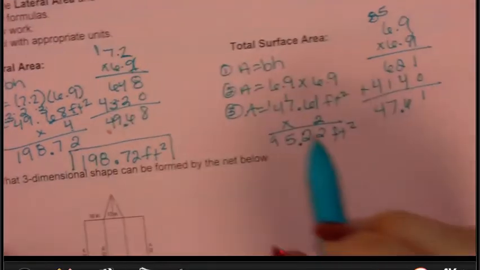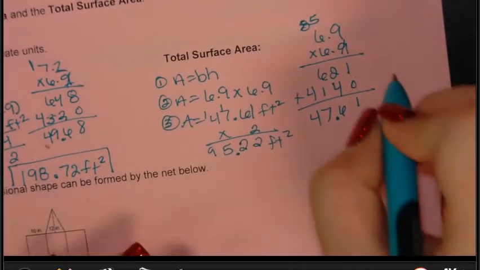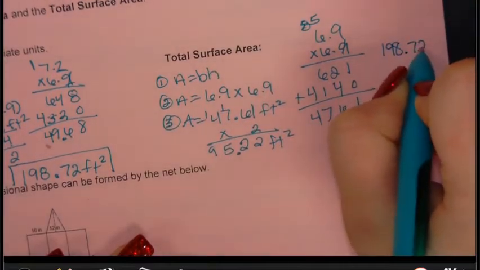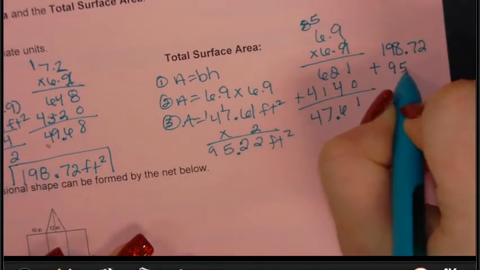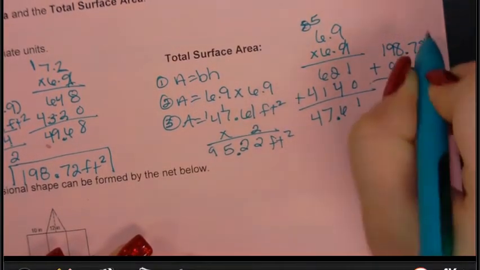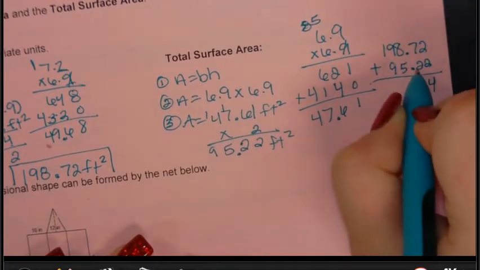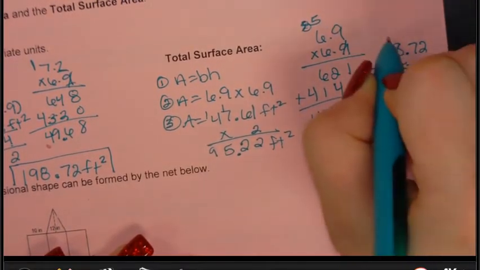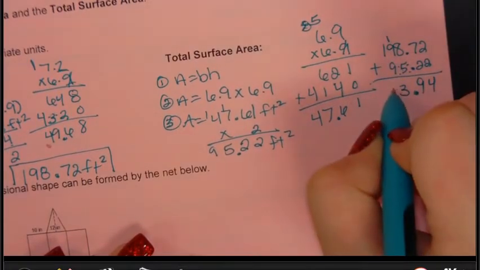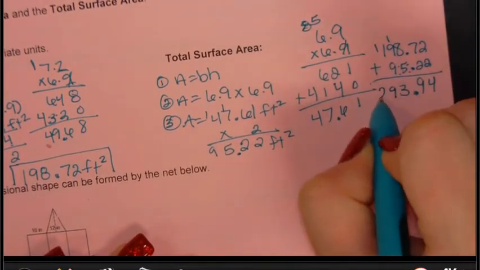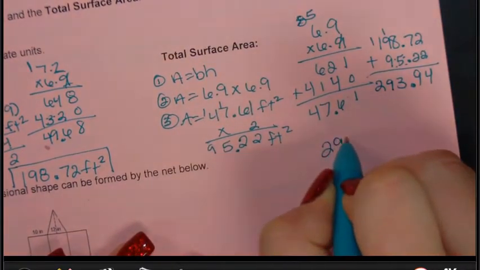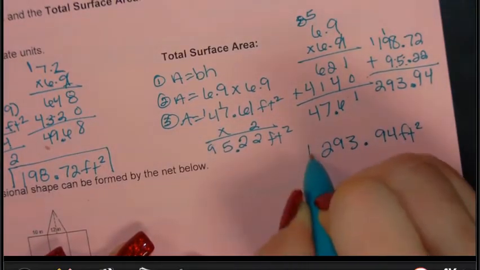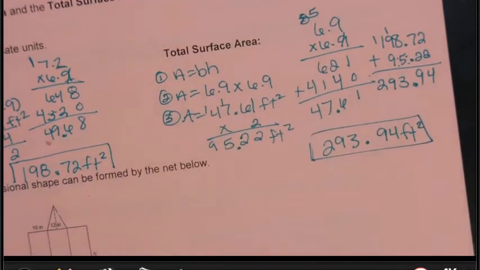But I know that I need to take this number and add them together. So I'm going to have 198.72 plus 95.22. 2 plus 2 is 4. 7, 8, 9. Bring down a decimal. 8, 9, 10, 11, 12, 13. 9 plus 9 is 18, plus 1 more is 19, and then 2. So for a grand total of 293.94 feet squared in total surface area.